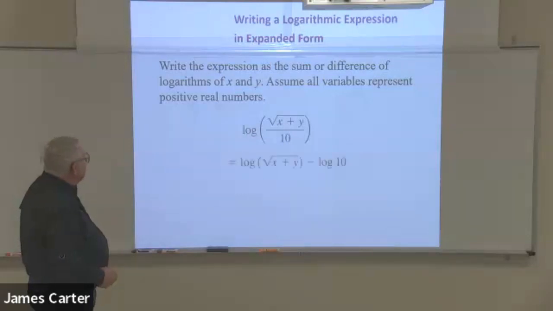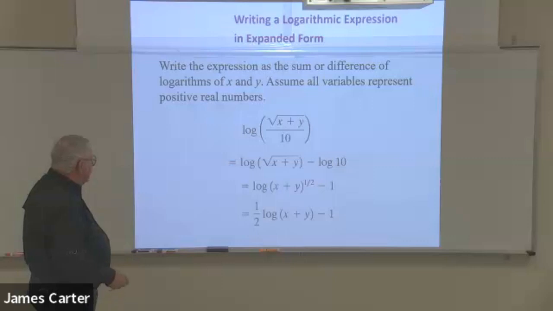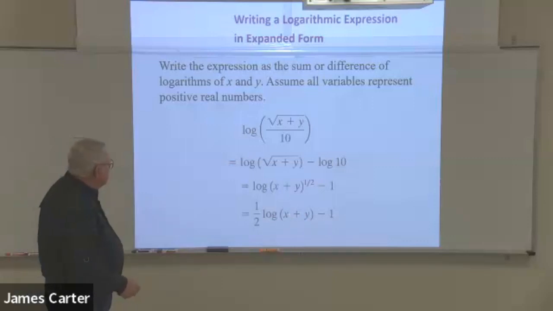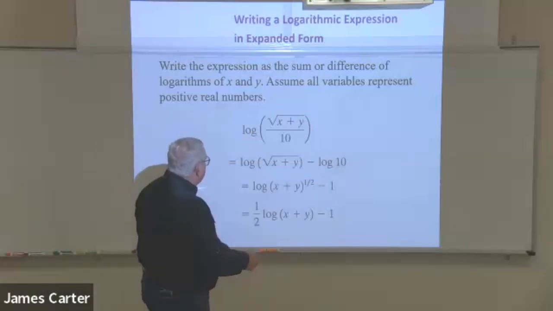On this one, we can break it down into the numerator minus the denominator. Now we convert the radical to a 1/2 power. In this case, we bring the 1/2 out front. We cannot multiply those because that's an addition. Where did this 1 come from? Log base 10 of 10.